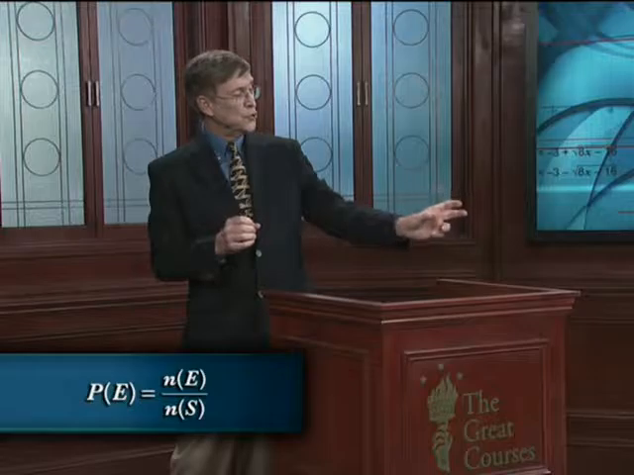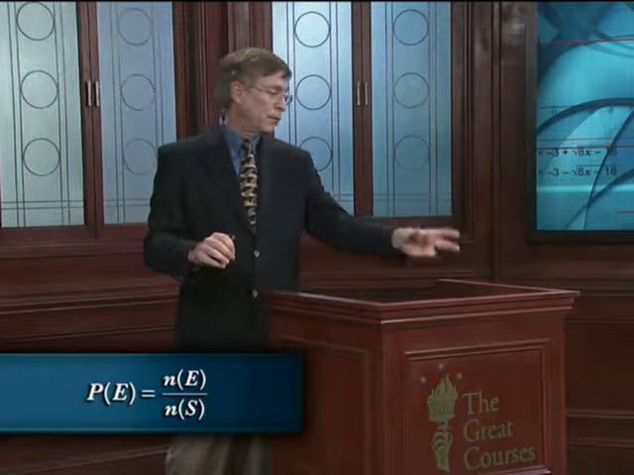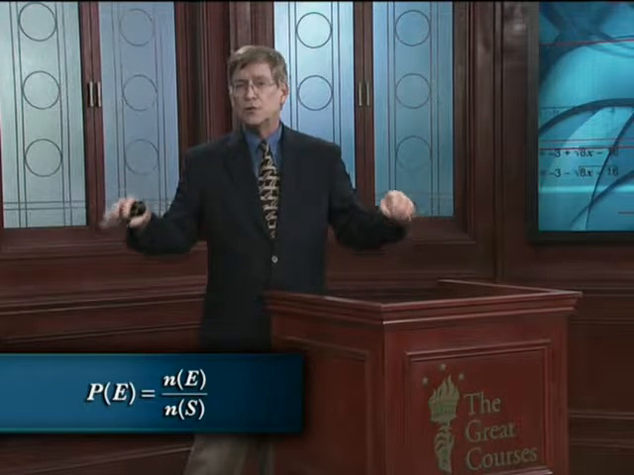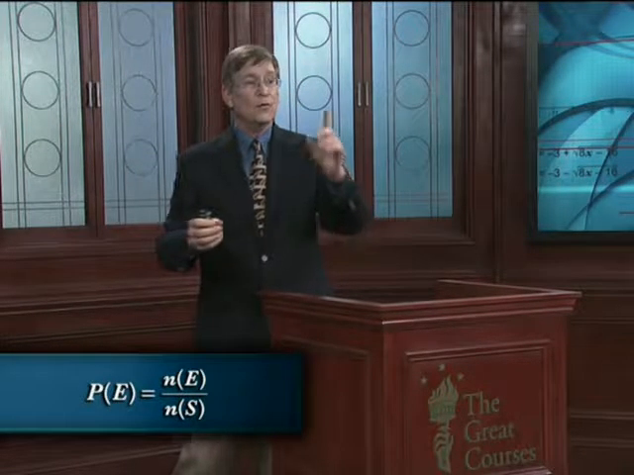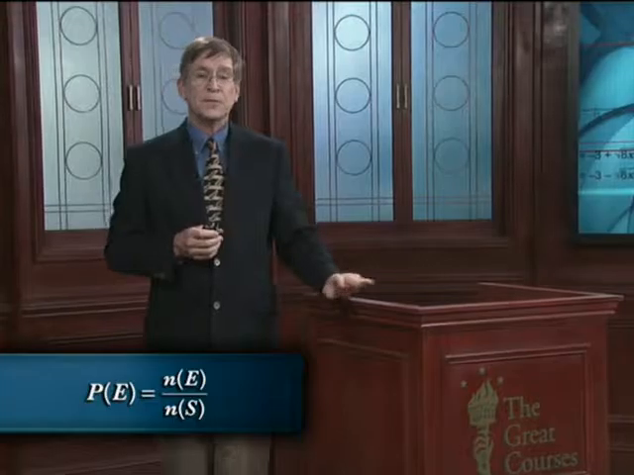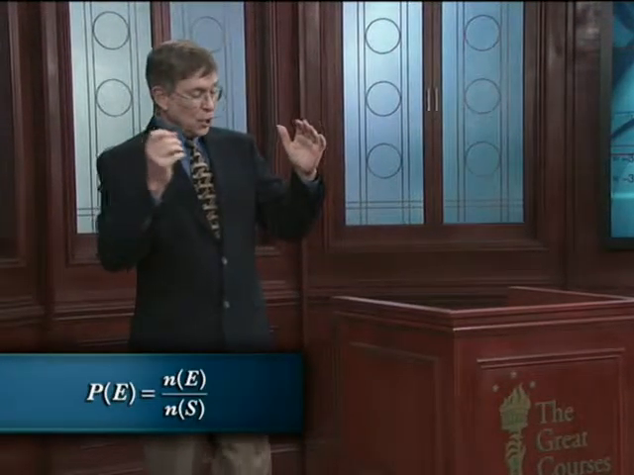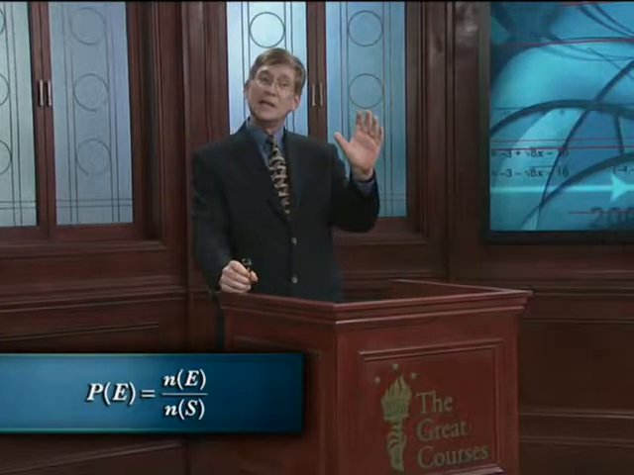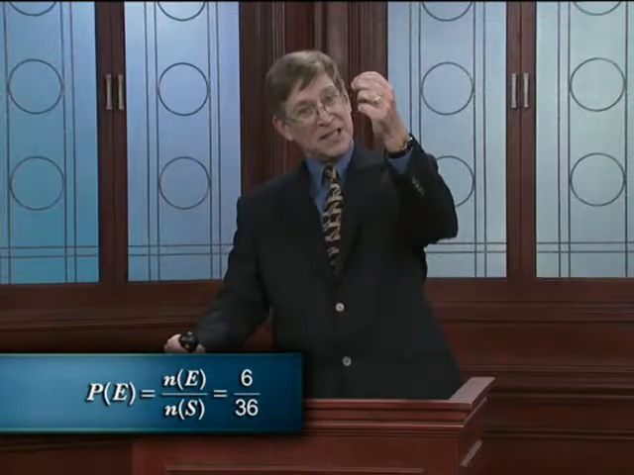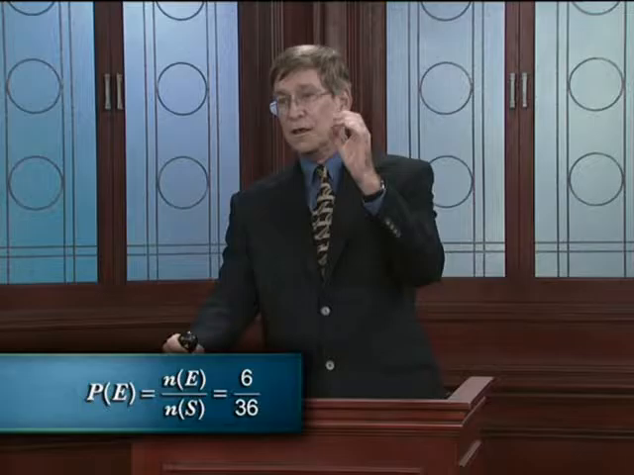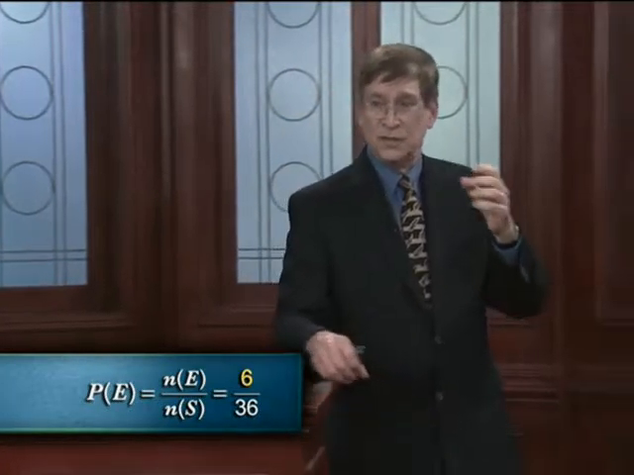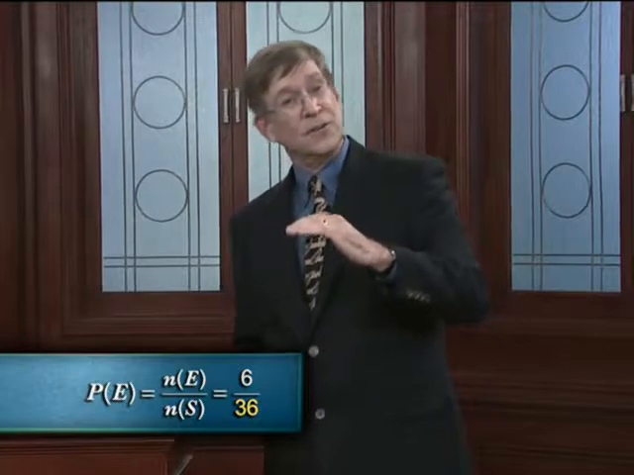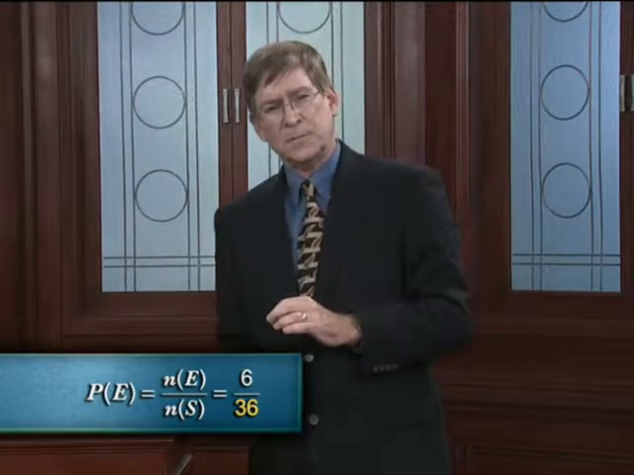Or you could roll a 2 and a 5, or a 3 and a 4, or a 4 and a 3, or a 5 and a 2, or a 6 and a 1. And those are 6 total events that give a roll of 7. So the probability of rolling a 7 would be 6 divided by 36: the size of the event, which is 6 possible outcomes, divided by the size of the sample space, 36.